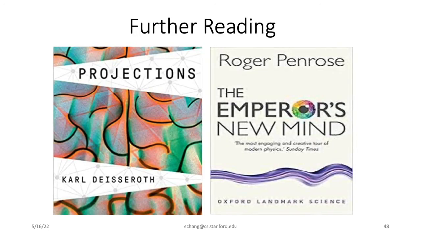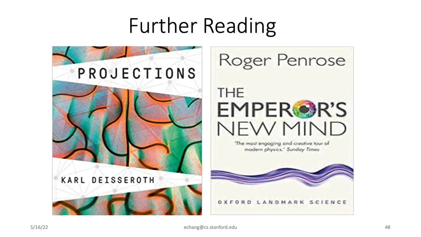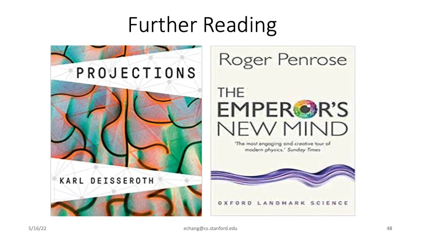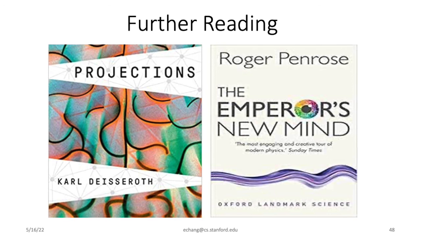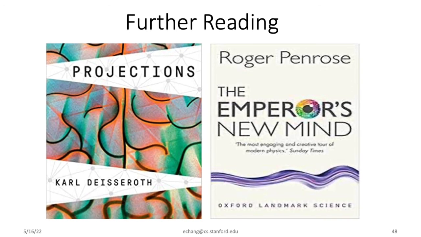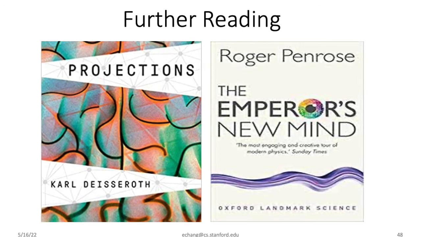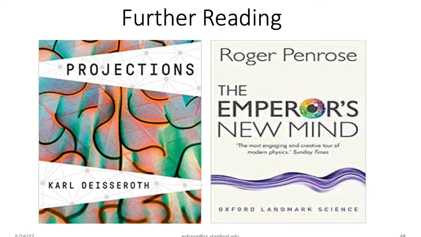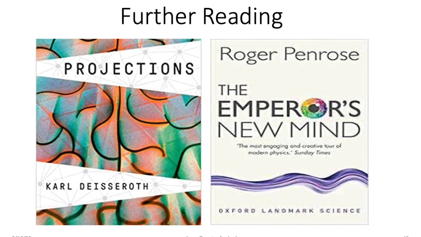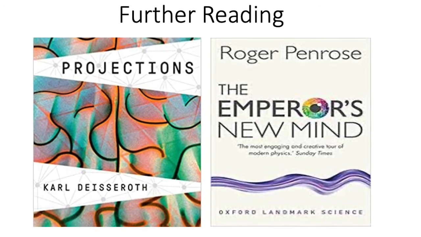And for further reading, I include two very good books. One is Diderot's Projections and the other is Roger Penrose's The Emperor's New Mind. Roger's book depicts his vision about what consciousness is and where consciousness is.